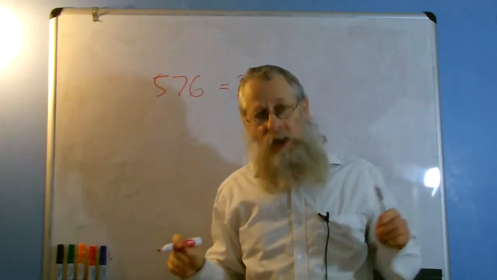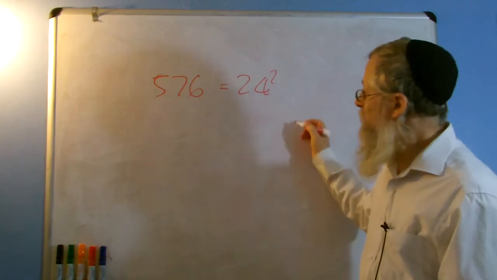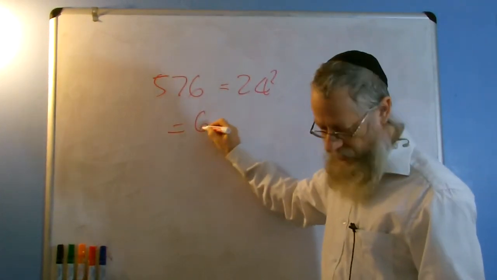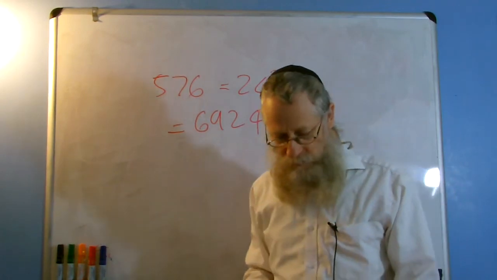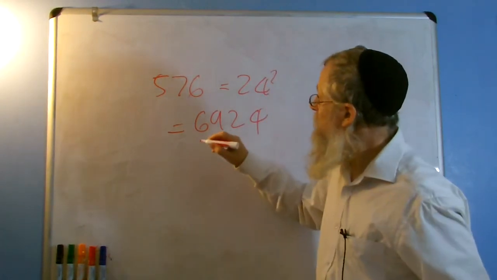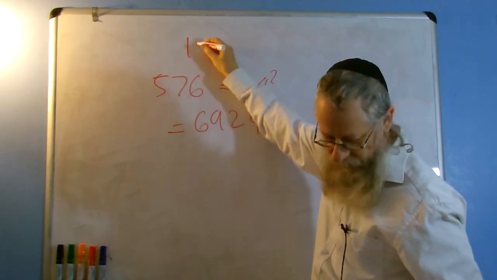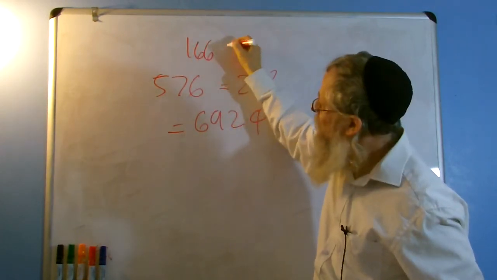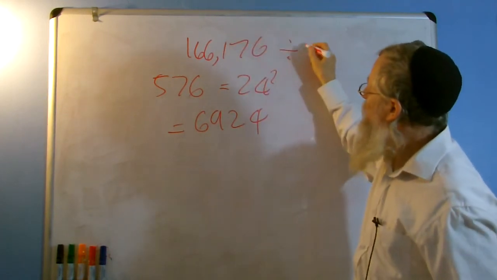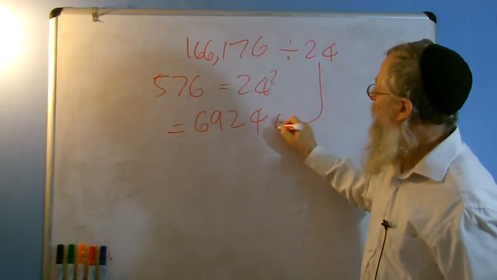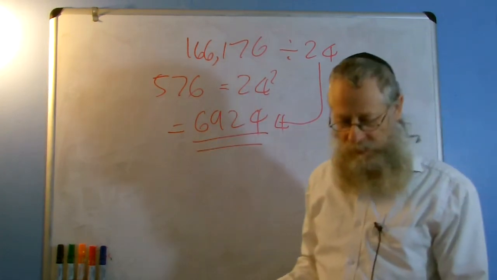What is the magic number for that? So we have to find the total. The total is 6,924. Okay, and then the total of all those numbers, 1 to 576, is 166,176. Big number, and we have to divide that by 24, and we will get that. In other words, this is our magic number. Okay, that is the magic number.